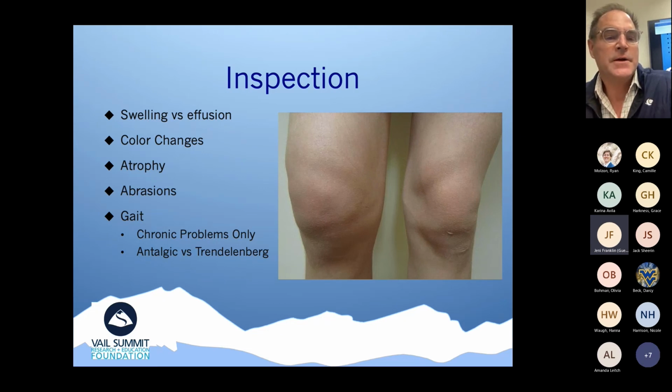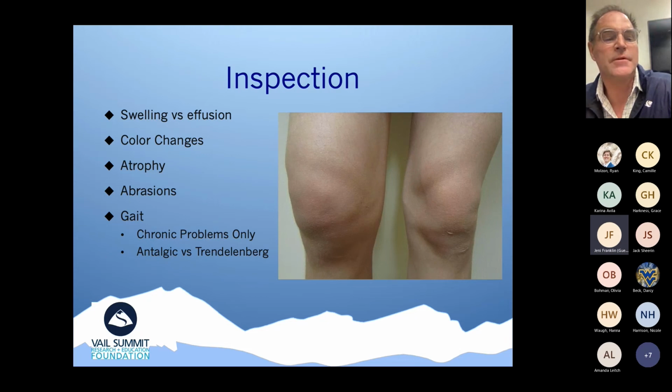And then inspection is actually part of gait analysis too, is you want to look at antalgic versus Trendelenburg gait, which I don't think we'll get into too much here, but that's a great talk to have. And so you're inspecting their gait. So if they're coming in with an acute problem, we typically won't have them walk for us. If they're coming in with a chronic problem, it's been hurting for 15 years, we'll usually have them walk up and down the hall, or we'll inspect them as they're walking back and forth from x-ray.